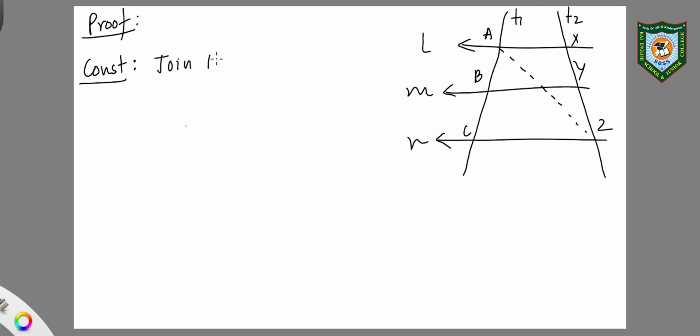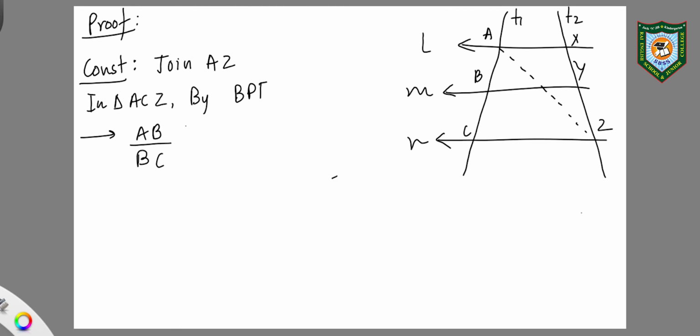So, I'm simply going to join AZ and I'm going to observe triangle ACZ and I'm going to apply basic proportionality theorem. Can directly write AB divided by BC. Now this point is going to be called O. So AB by BC is equal to AO divided by OZ. This is my result number 1.